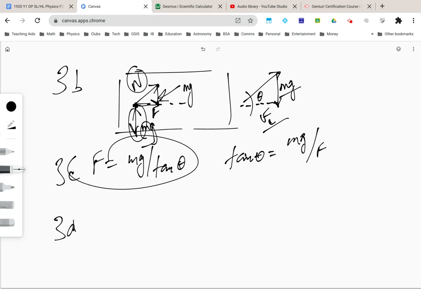Okay, the last part, 3D. Now we have to determine the speed of the ball, given that the radius of the bowl is 7.5 meters. It's a big bowl. That's the radius of the bowl. The whole bowl up here is 7.5 meters. But remember, I'm down here inside the bowl, and this radius is going to be less as the bowl slopes in.